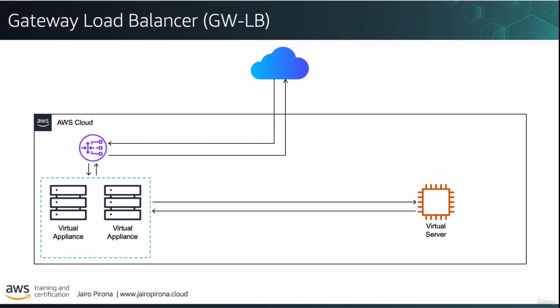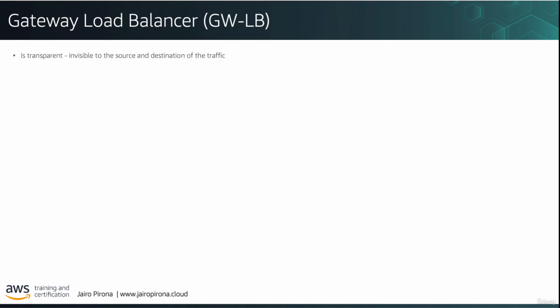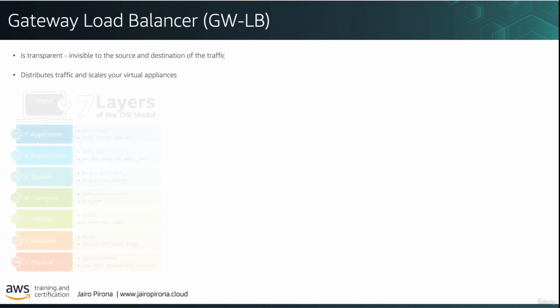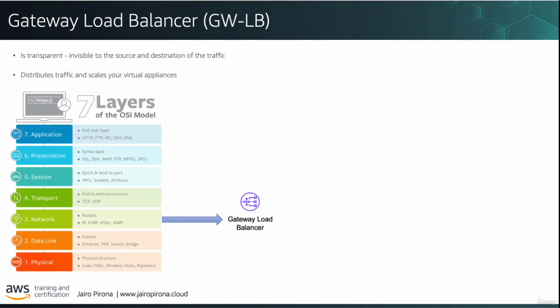So, let's talk about some of the features of the Gateway Load Balancer before implementing it. The Gateway Load Balancer is transparent. This means that the source and destination do not know that there is a load balancer in the path. The Gateway Load Balancer distributes traffic and also scales its virtual network devices. It operates at Layer 3, also known as the network layer of the OSI model.